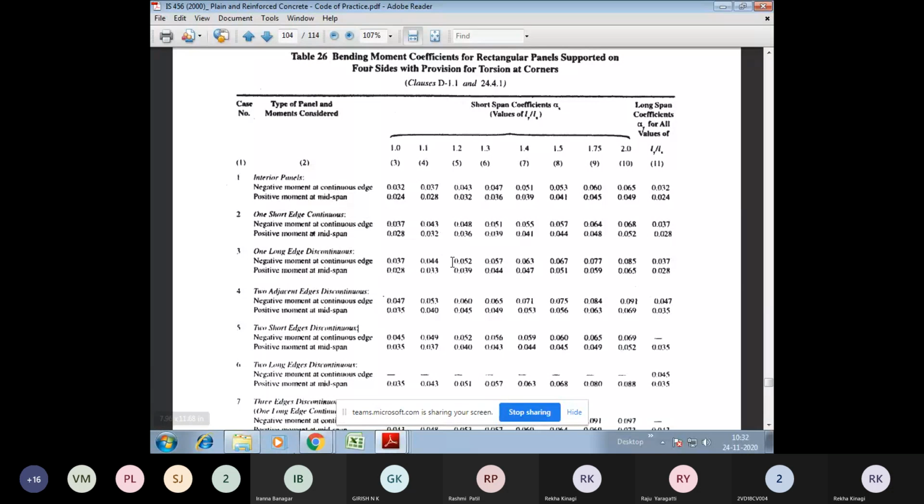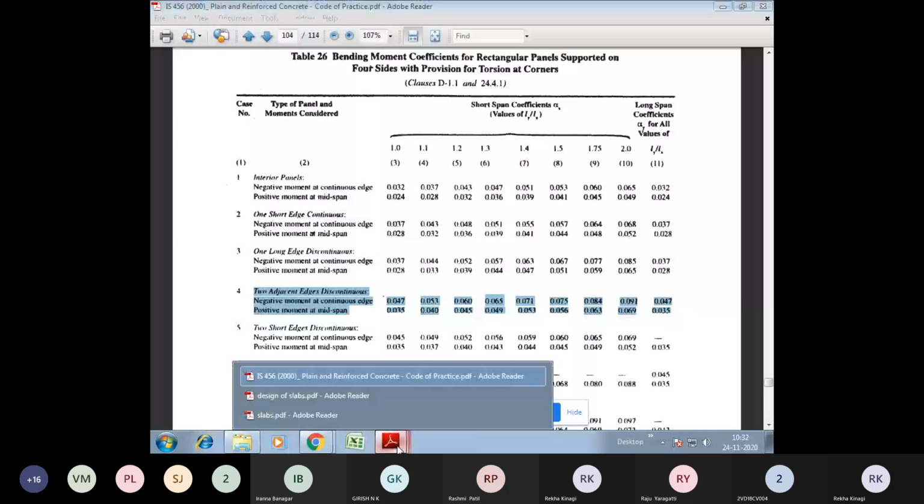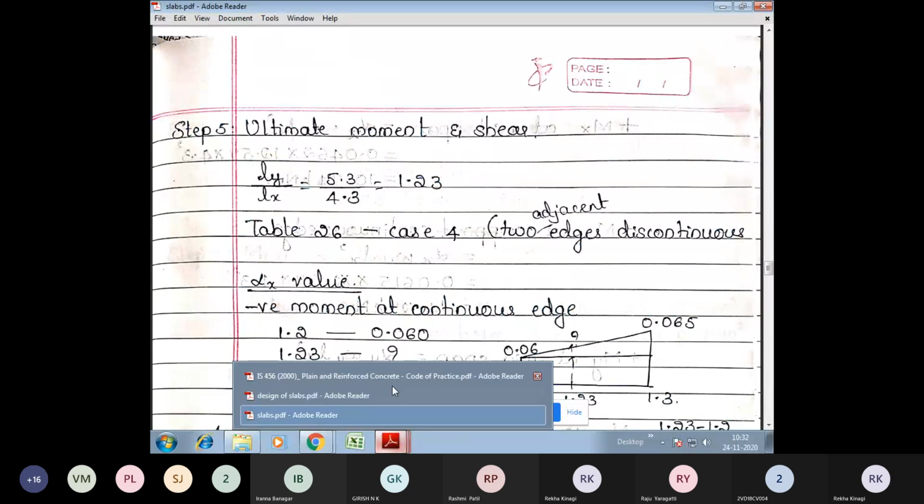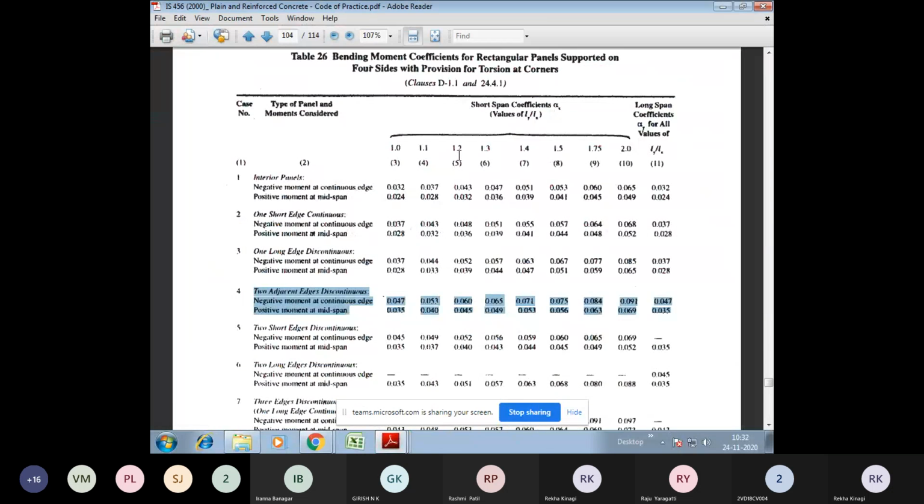So there will be two values of alpha x and two values of alpha y, that is short span coefficient and the long span coefficient. So we need to consider this. And what is the value of Ly by Lx? Ly by Lx ratio is 1.23. So if Ly by Lx ratio is 1.23, the value of alpha x lies between 1.2 and 1.3. So we need to interpolate and get the value of alpha x for Ly by Lx ratio equal to 1.23.